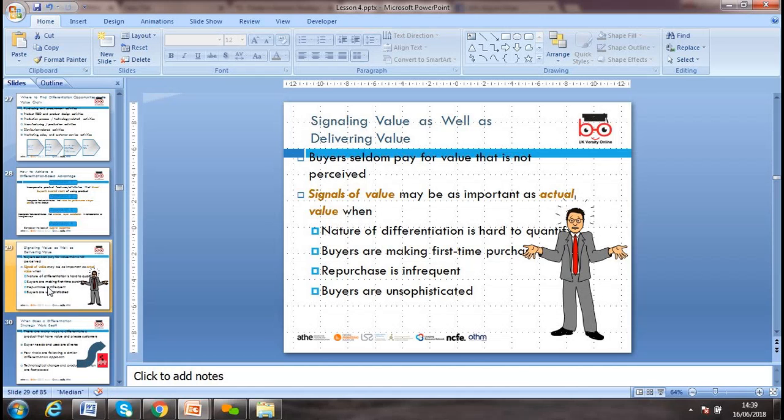Signaling value may be as important as the actual value when the natural difference is hard for buyers to make. Like bread is a bread. If one bread is a high price, one is low, maybe we need to look at how fresh, how much we deliver, what sort of ingredients, what sort of packaging we use, what sort of channel of distribution we use. Otherwise, bread is bread, tea is tea, coffee is coffee.